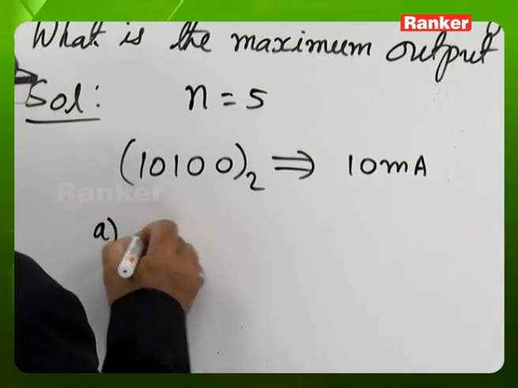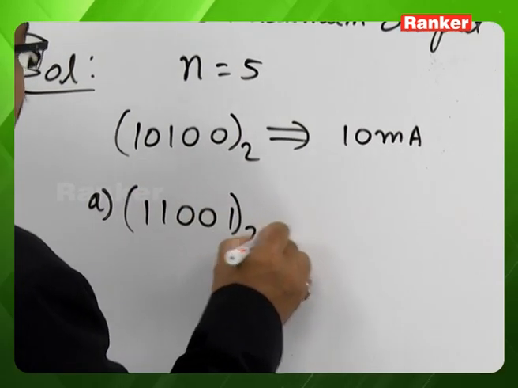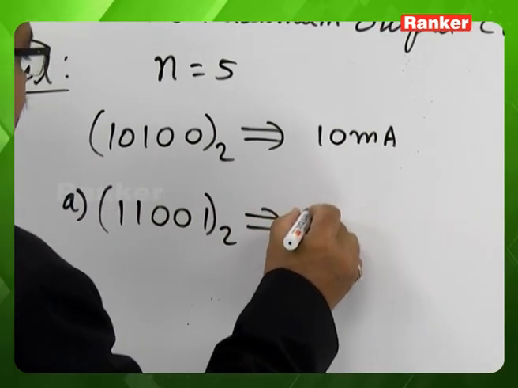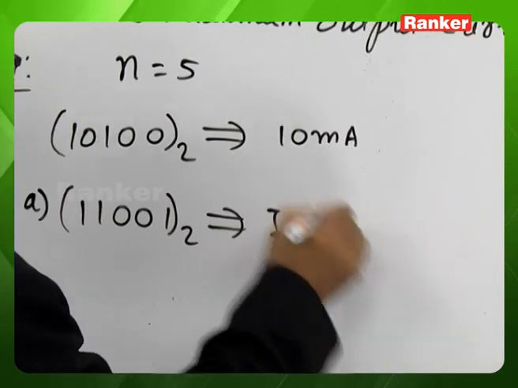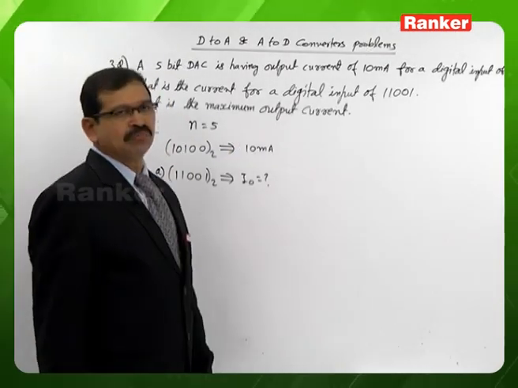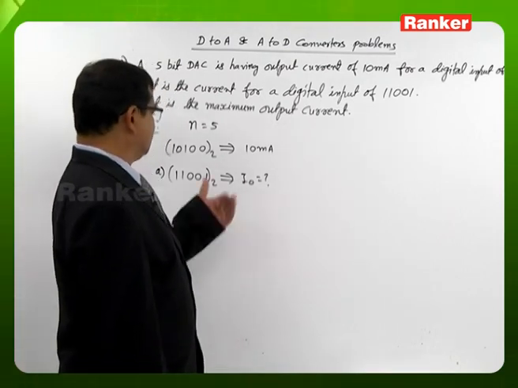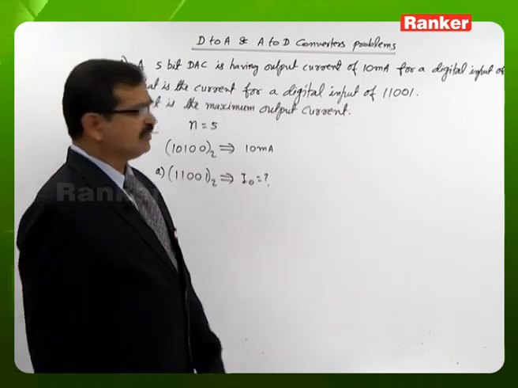So we are looking for 11001, what must be the equivalent analog output current? The second part, b bit: what is the maximum output current, that is, the full scale output current? Let's go for the first part first.